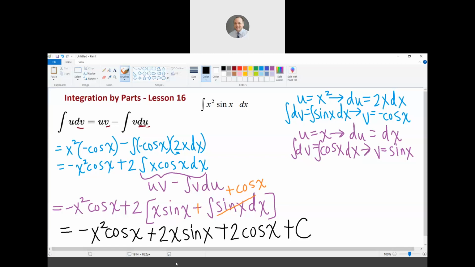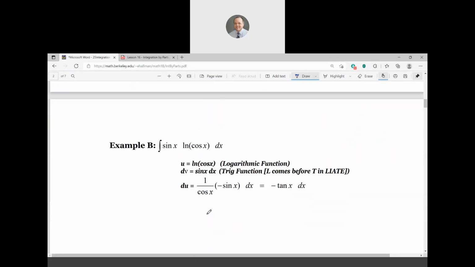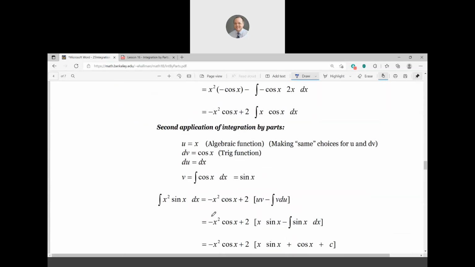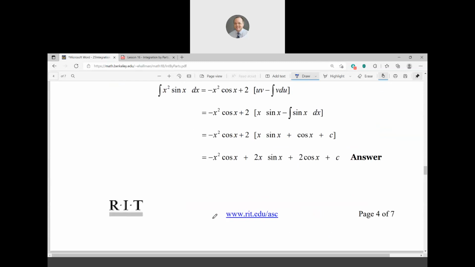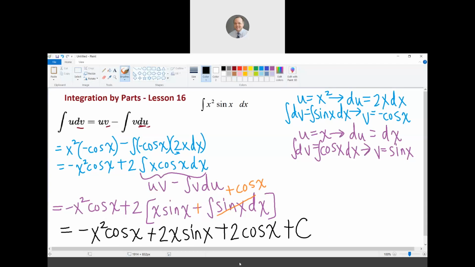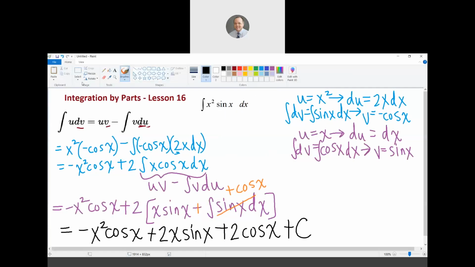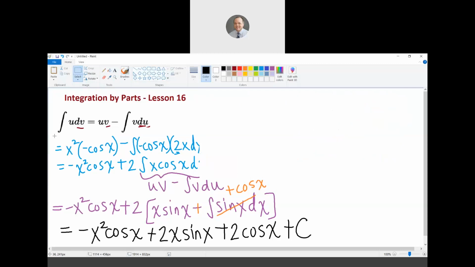Let me go back to our notes and see if our answer is correct. Negative x squared cosine x plus 2x sine x plus 2 cosine x. Yep, everything is correct. So you may have to use the integration by parts formula more than once. Let's look at another problem.